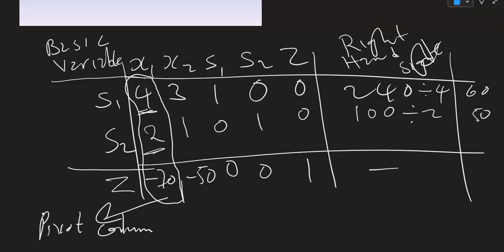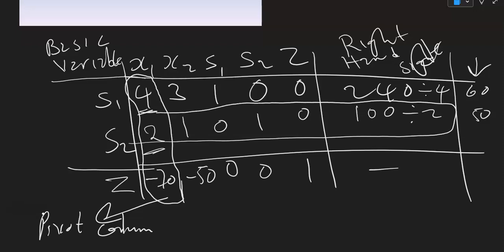Having divided, you identify the smallest positive number amongst your divided figures, these particular results. The smallest positive number is 50. It has to be positive, but it has also to be the smallest. So you have 50 as the smallest positive number. Now, this one, which is the smallest, you circle this particular row having the smallest positive number, creating your pivot row.